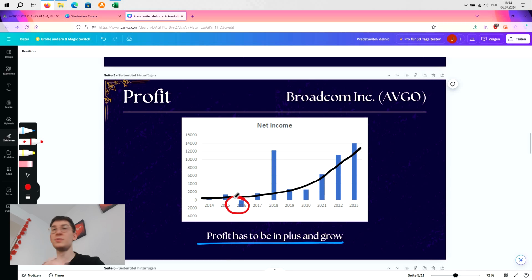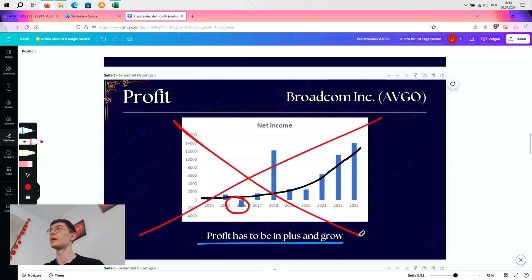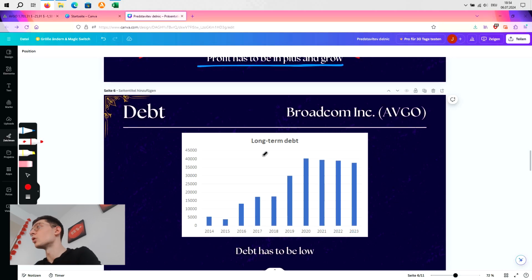Now, for me, whenever I see minus on the profit chart, that's immediately a no-go. I don't want to invest in companies that have minus, because we want companies that are in plus, you know, that are growing, that the profits are growing, that the companies are growing. So whenever you see minus for the last 10 years, this is immediately a no-go, bro, at least for me, okay? So profit is a no-go.